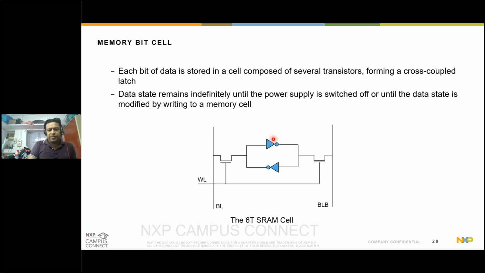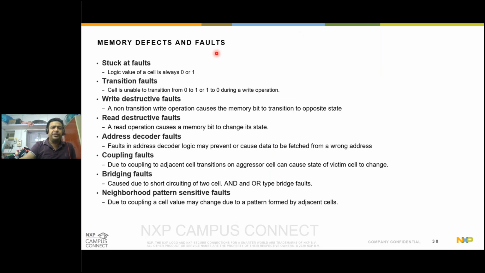Okay, so the way these memory cells are manufactured, there can be various kinds of defects introduced in your memories. Here is a list of some of the faults that are associated with memory. You have stuck-at faults, in which a particular memory cell will always be at either 0 or 1, and you will not be able to write the other value to that memory cell. Then you have transition faults, in which a cell is not able to transition from 0 to 1 or 1 to 0 during a write operation.